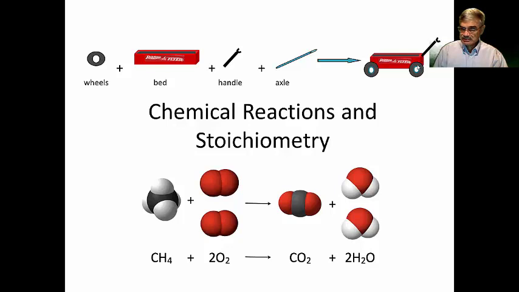The important considerations in this chapter are about the stoichiometry of these reactions and how we can use stoichiometric relationships to determine the amount of product produced, the amount of limiting reagents, etc. At the bottom I show a typical chemical reaction: methane plus 2 oxygen molecules going to carbon dioxide and 2 waters.